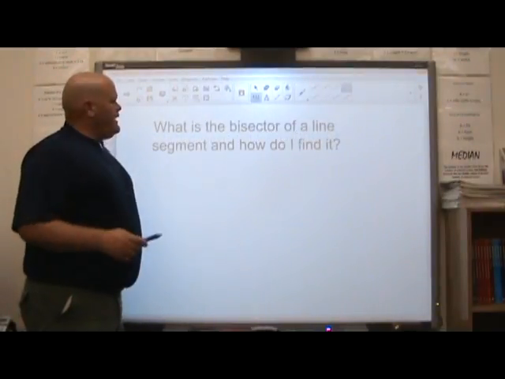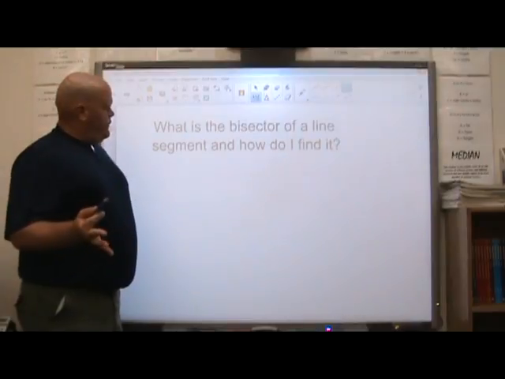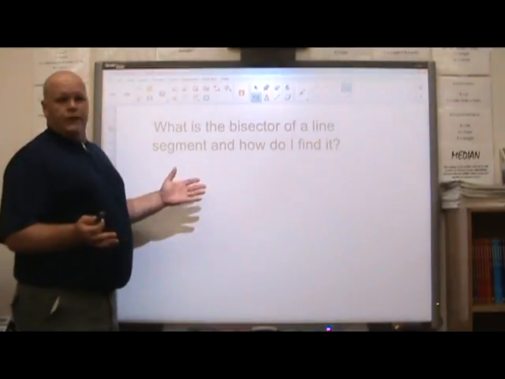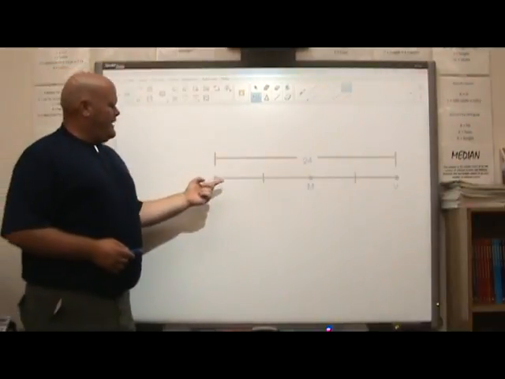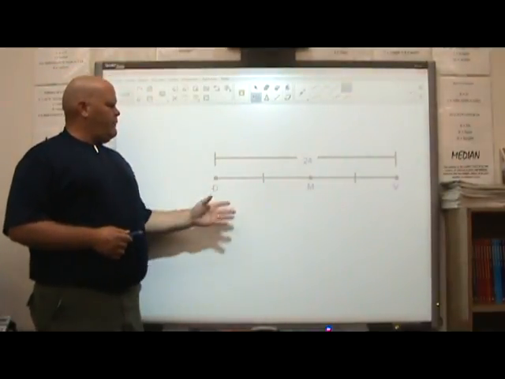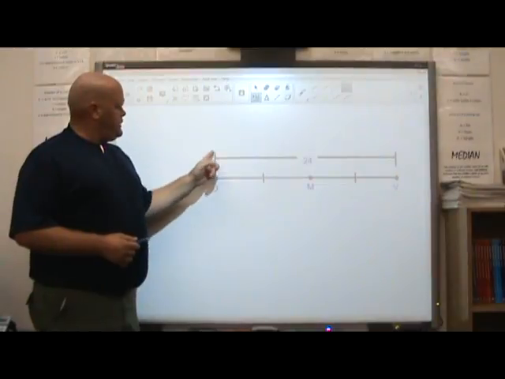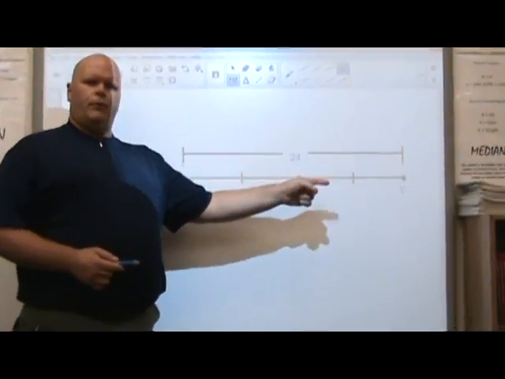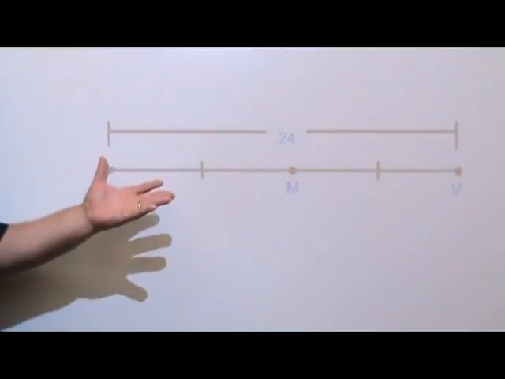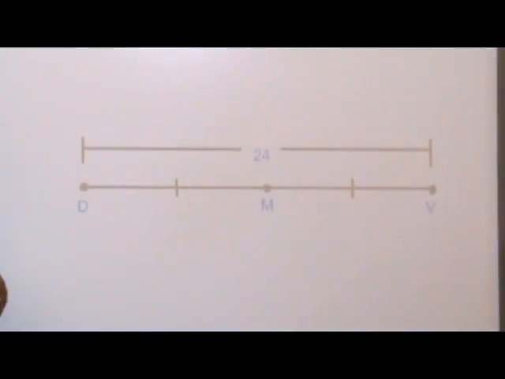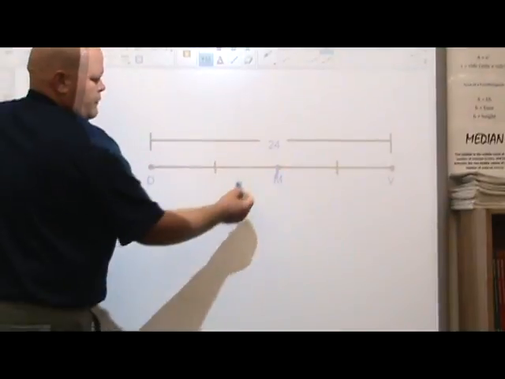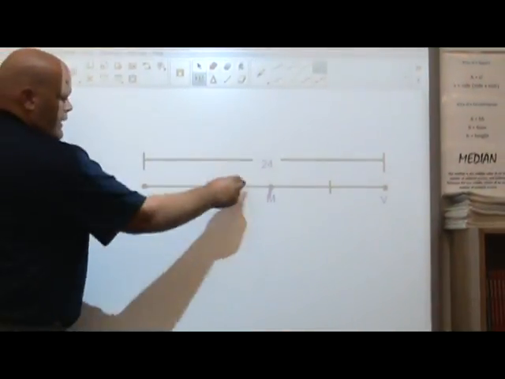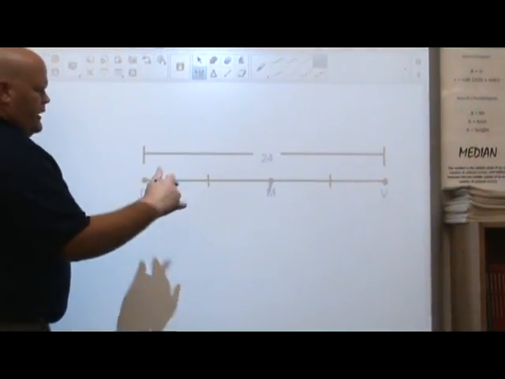Thanks, Coach. Now, what is the bisector of a line segment? Okay, and how do I find it? First off, what's a line segment? We're going to go to the next page here. This is our line segment. We've got DMV. As you can see, the entire line segment from endpoint to endpoint is 24, whether the units are inches or centimeters, it doesn't matter. We're trying to determine our midpoint right here, which is M.